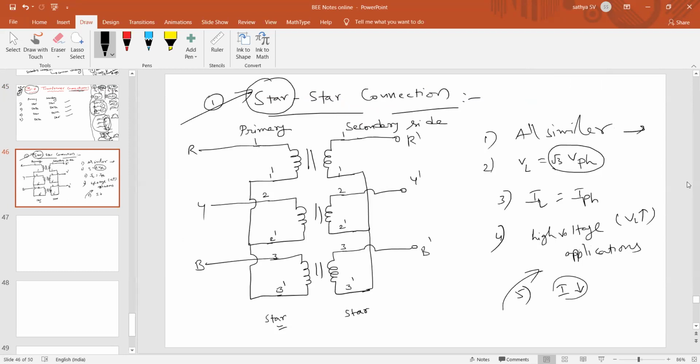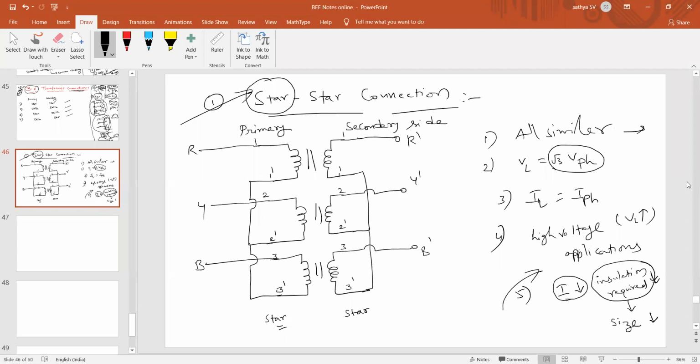So if the current value is lesser, what is the insulation requirement? Is the insulation required more or less? Current is lesser, so insulation required is high or low? Less, sir, obviously less. There is no more protection required. If the effect is very small, why should we require more protection of insulation? Not required, right? So if insulation decreases, what about the size of the transformer?